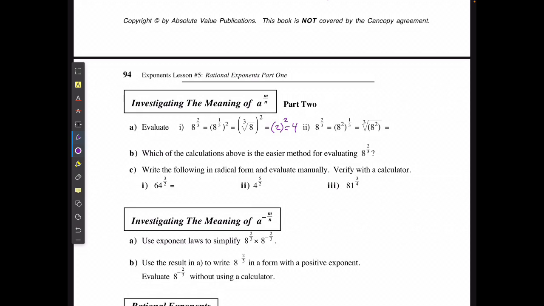If I said that a to the 2 over 3 is the same as a squared, then to the power of 1 over 3, then I could square a and then take the cube root of it. A squared is 64, and the cube root of that is 4.